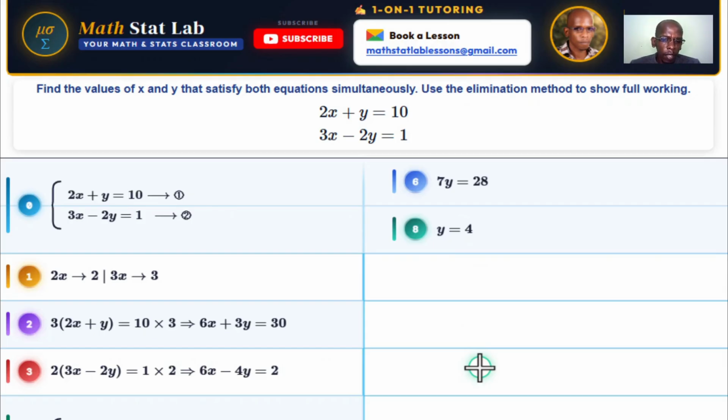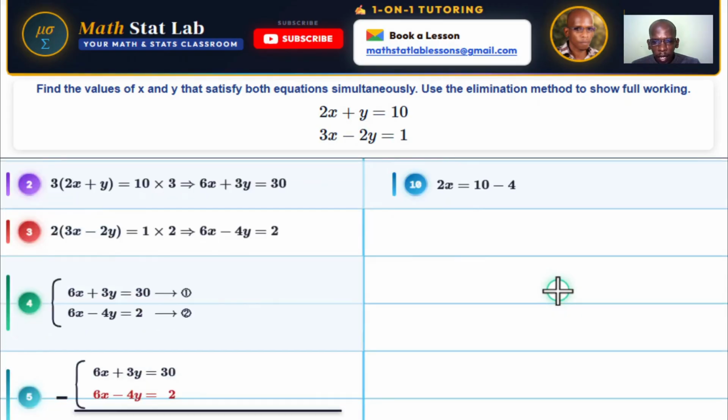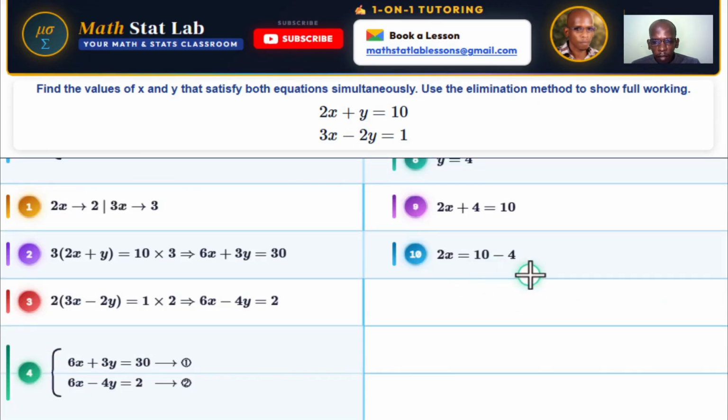But we also need the value of x. So to get the value of x, we can just go to the first equation, which was 2x plus y is equals to 10. Now, instead of y, we replace that y with the value, which is 4. So now it becomes 2x plus 4 is equals to 10. But I want x. So I take this 4 to the other side of the equal sign, and now it becomes 2x is equals to 10 minus 4. Because here it was positive, on the other side of the equal sign, it will be negative. Then 10 minus 4 is 6. So now it becomes 2x is equals to 6.